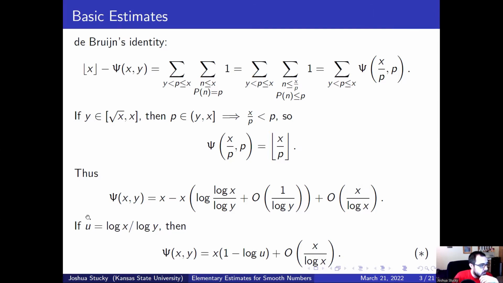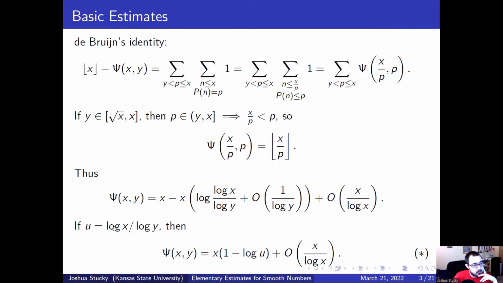So if I use this parameter, this log x over log y, then here I can write down what my asymptotic looks like, and it's something of size x if u is fixed, plus a smaller order error term. And this quantity log x over log y turns out to be the most natural quantity to work with when you're dealing with smooth numbers. You can write things very naturally in terms of this quantity. So this is the main quantity that we'll work with.